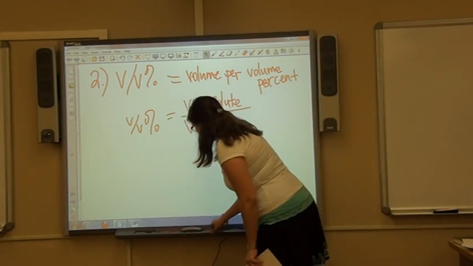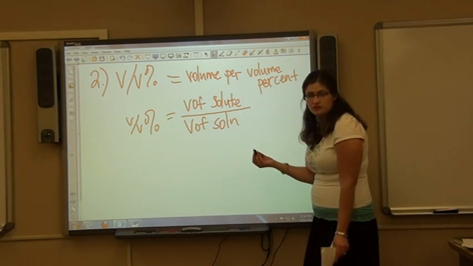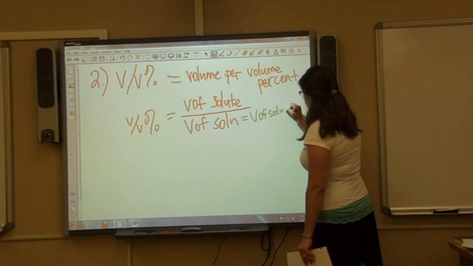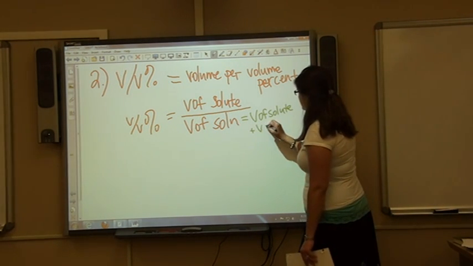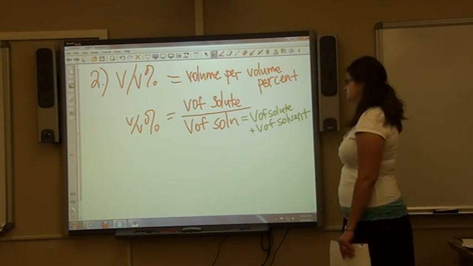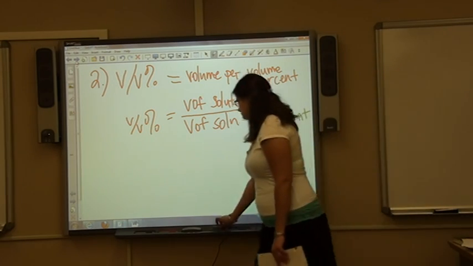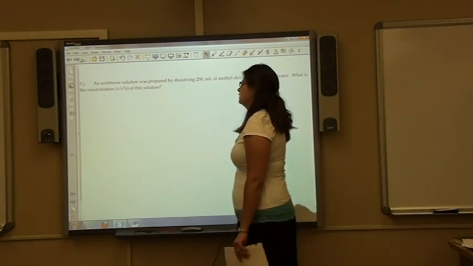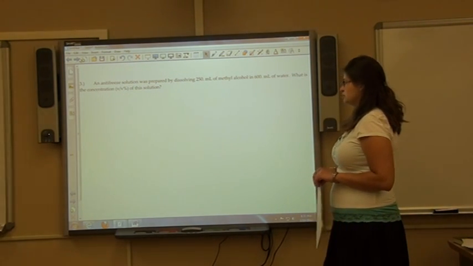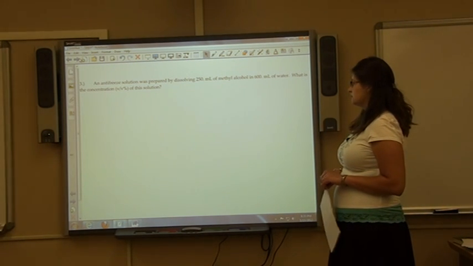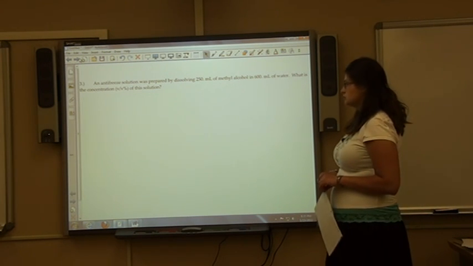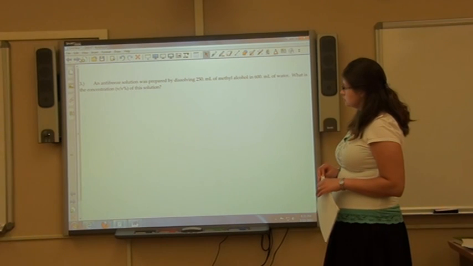And remember that if you're not given volume of solution, like let's say you're given volume of solvent, volume of solute plus volume of solvent equals volume of solution. Let's do an example. This is number 3 from your homework. An antifreeze solution was prepared by dissolving 250 milliliters of methyl alcohol in 600 milliliters of water. What is the concentration in volume per volume percent of this solution?